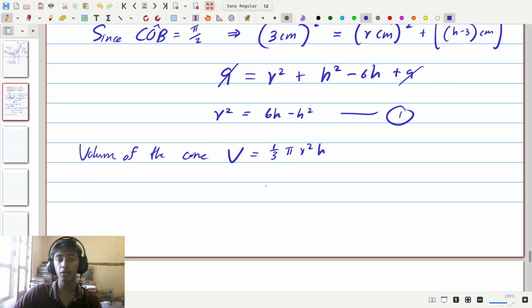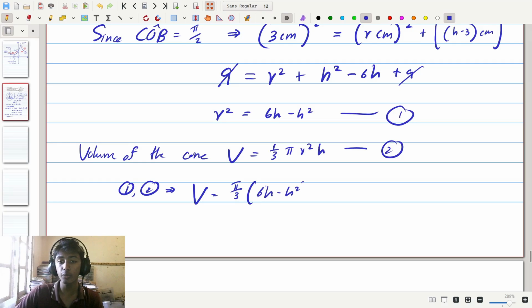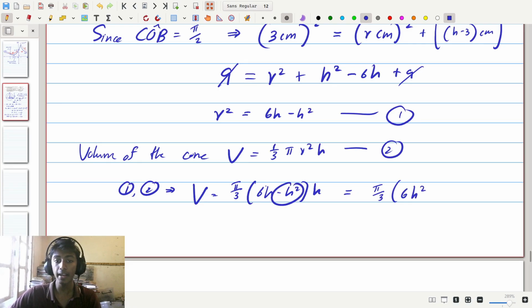Now in this case, we're going to call this equation 2, and we can see from 1, we actually can substitute the r squared value for a value that's in terms of only h. So using that, if we do 1 into 2, we can see that our V gets turned into 1/3 pi, which I'm going to write as pi by 3, times r squared, which is 6h minus h squared, times h, which is equal to pi by 3, times 6h times h is 6h squared, and then minus h squared times h is minus h cubed.